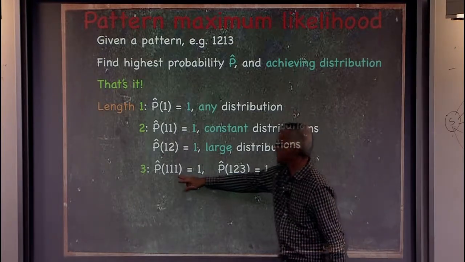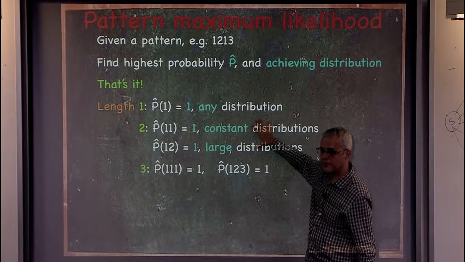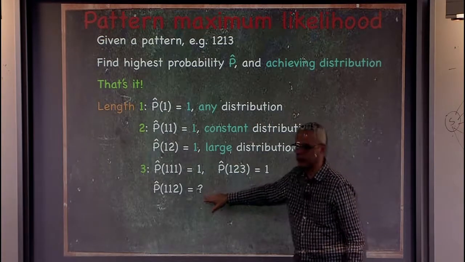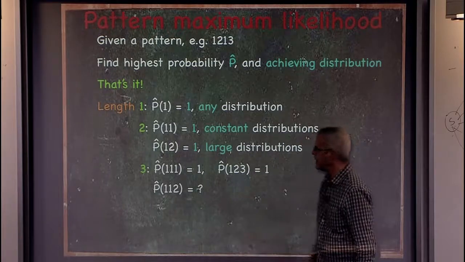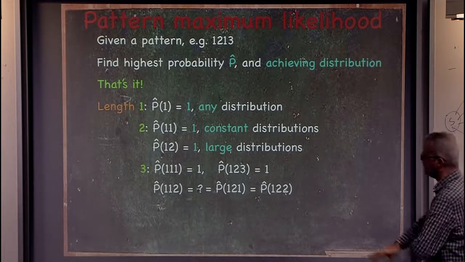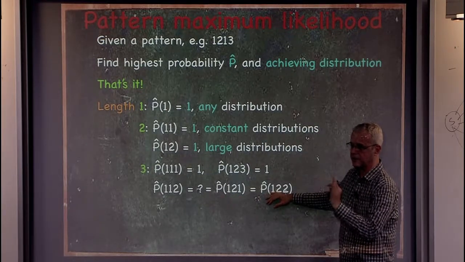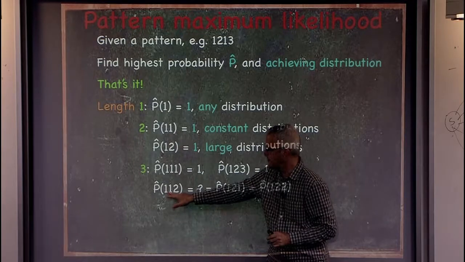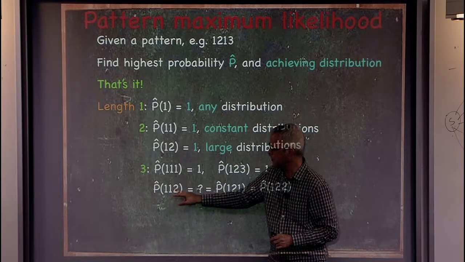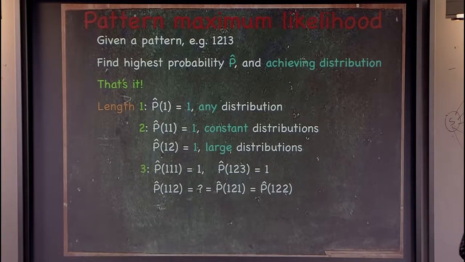Length 3: the highest probability of 1, 1, 1 is 1. The highest probability of 1, 2, 3 is again 1, the same. So the first interesting one is 1, 1, 2. And that has the same probability as 1, 1, 2 for any symbols because it's IID. This means the same element appeared in the first two locations and a different one in the third location, and so on. So they have the same probability. The question is what maximizes it.